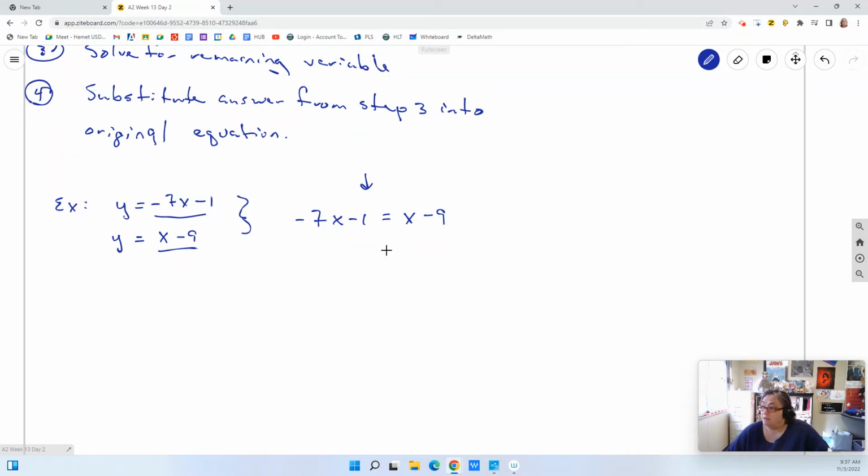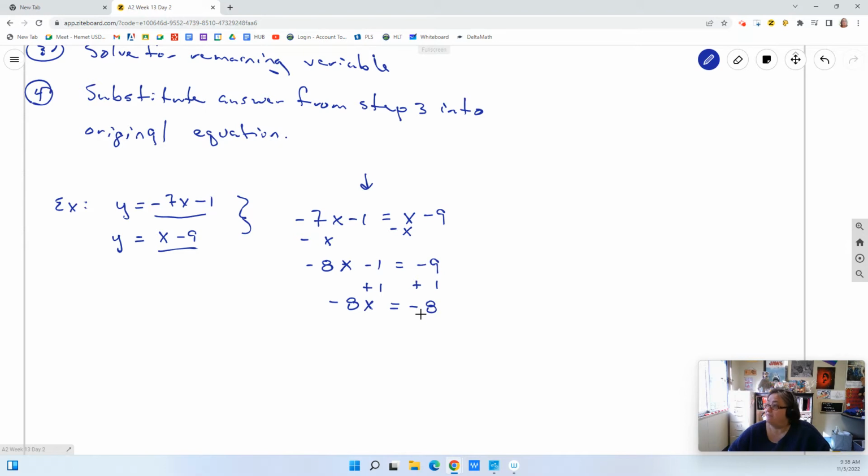So we do that by undoing what's happening to x. I like to have all of my x's on one side, so I'm going to start by subtracting this x from both sides, and I'm going to have negative 8x minus 1 equals negative 9. And then I'm just going to add this 1. I'm going to keep making moves until all I have left is x on one side. Negative 9 plus 1 is negative 8.